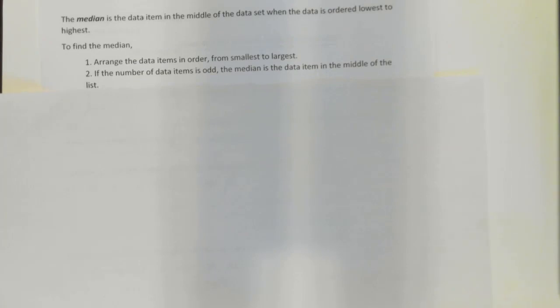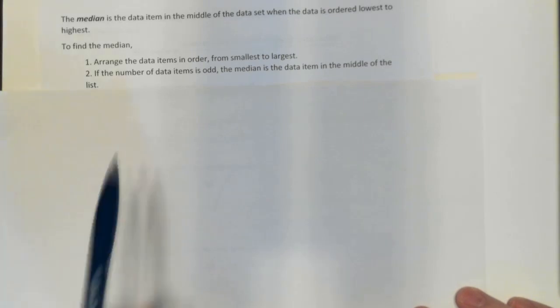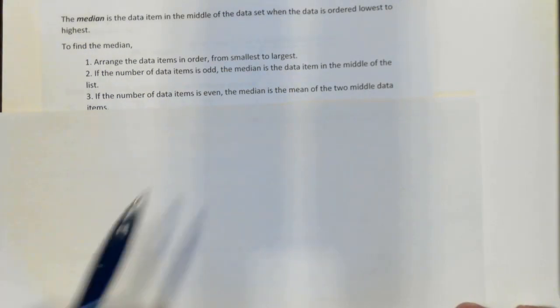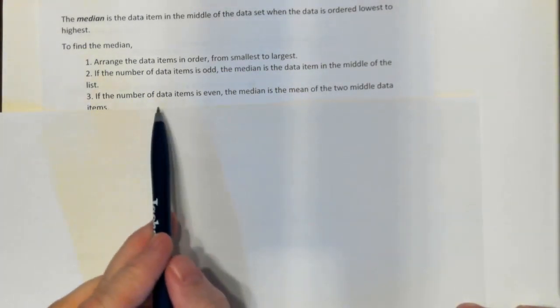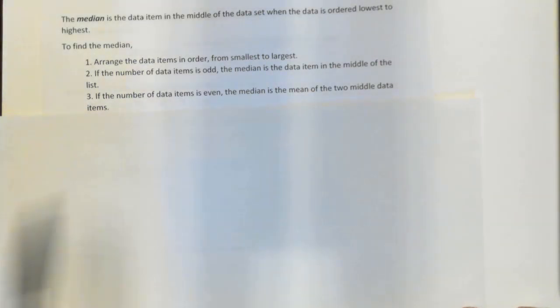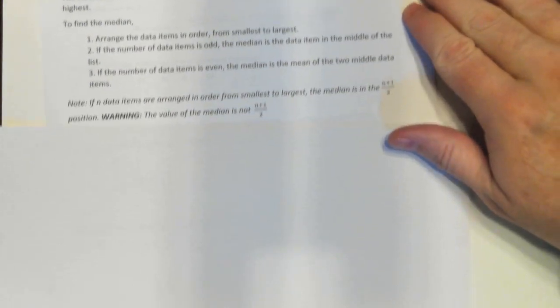We'll cover up some of this. Now we'll talk about the median. Median is the data item in the middle of the data set when you order it, highest to lowest or lowest to highest. So to find the median, we are going to first order them, smallest to largest. If the number of data items is odd, so if n is an odd number, it's directly in the middle. If n is an even number, then what we have to do is take the average or the mean of the two middle numbers.